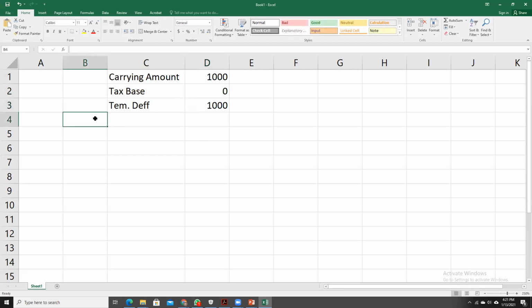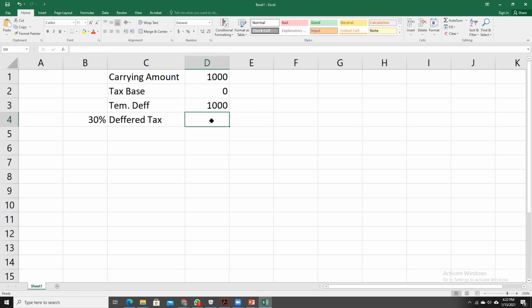Assume that the tax rate is 30%. How much deferred tax? Anybody? Temporary difference is 1000. Tax rate is 30%. How much deferred tax?